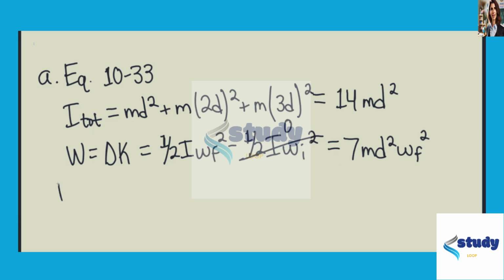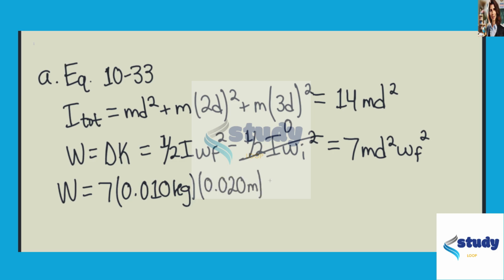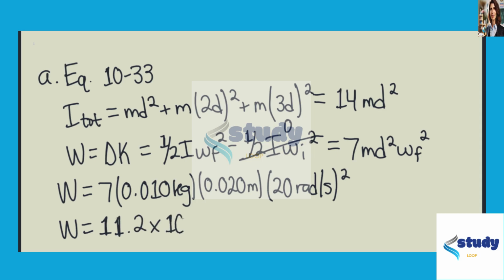So we can say that the work done would be equal to 7 times 0.010 kilograms multiplied by d of 0.020 meters, and our final angular velocity of 20 radians per second, quantity squared. This is giving us work done of 11.2 times 10 to the -3rd joules. This would be our final answer.